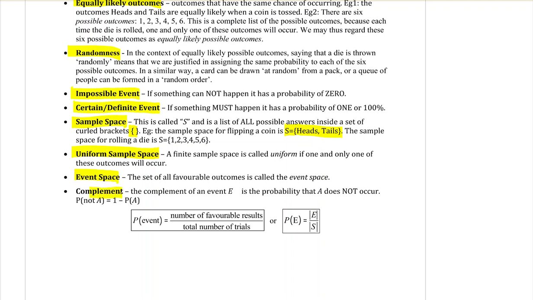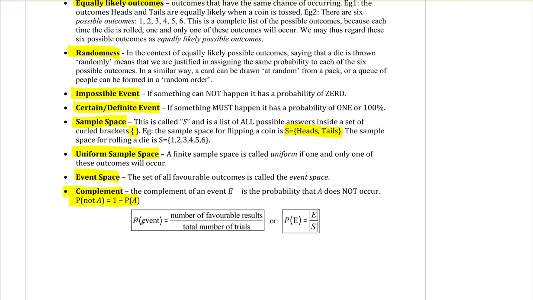A complement. The complement of an event E, so the event is called E, is the probability that it does not occur. So the probability of something not occurring is 1 minus the probability that it does occur, which is often an easier way to calculate things, especially when it comes to tree diagrams.